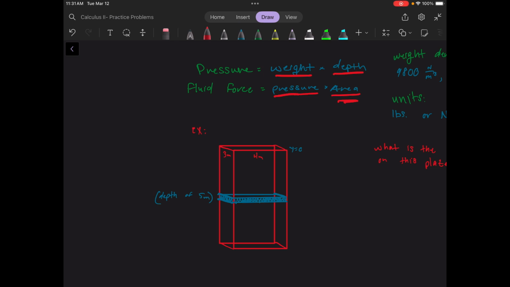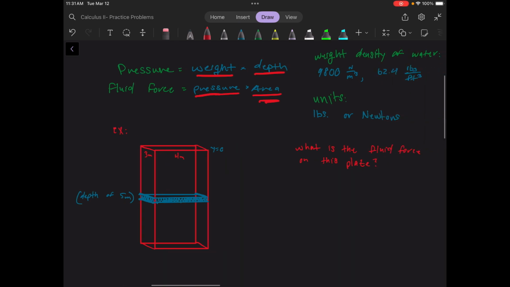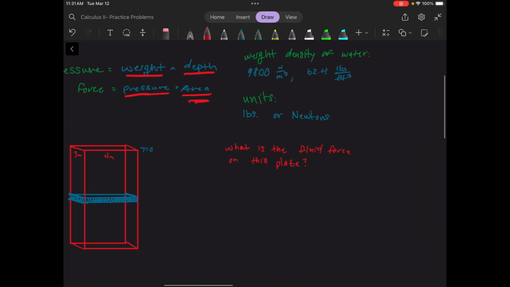This plate is submerged in a fluid, right? So we also need to know the weight density of water. If we're in the metric system, it's 9,800 newtons per cubic meter. Customary system, 62.4 pounds per cubic foot. The units on force are either newtons in the metric system or pounds in the customary system, right?